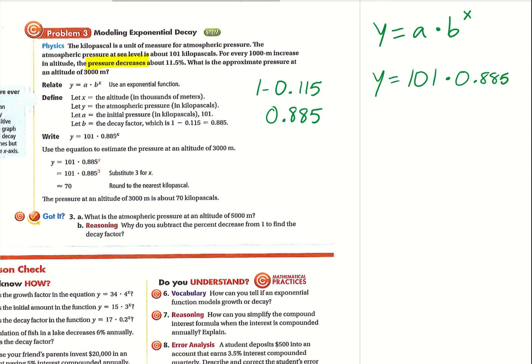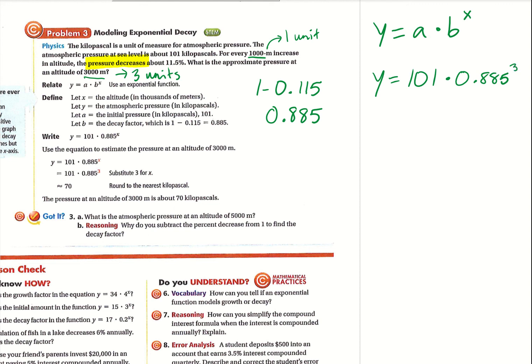And then from there we have our x, which will be the number of times that we're going down. We have 1,000 here. That is 1 unit, right? Every 1,000 meters is 1 unit. We're going a total of 3,000, so that would be 3 units. Because of that, we want to put a 3 in place of our x.